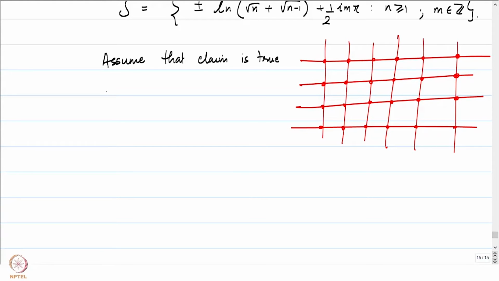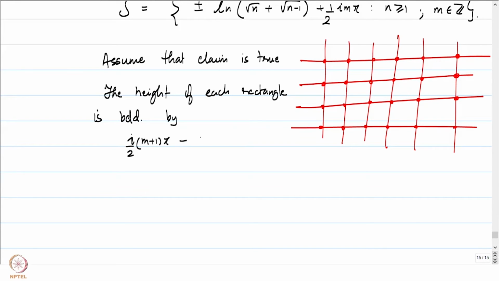The length and the breadth can be bounded in each of the rectangles given here. The height of each rectangle is bounded by the absolute value of half of i times m plus 1 pi minus half of i times m pi, which is equal to pi by 2, which is in fact less than square root of 3. This is something which you should sit down and check.